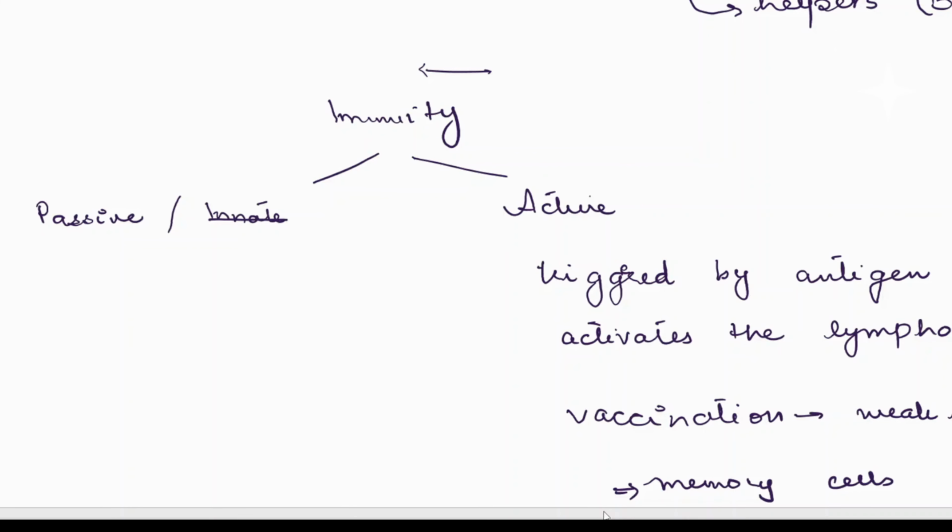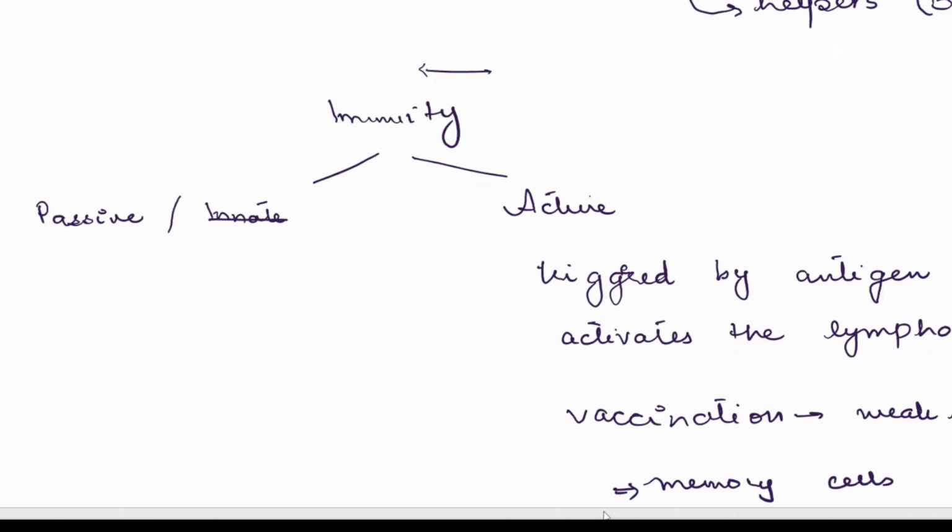The 10 remaining are those which are not directly attached with the antigen. It's beneficial. Whenever next time that specific pathogen or antigen enters the body, your body will be able to fight against it because your body already has memory cells.